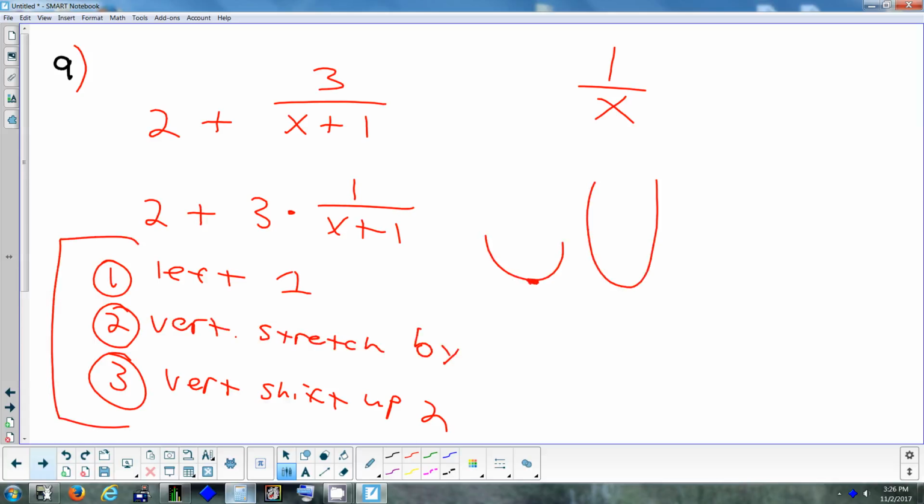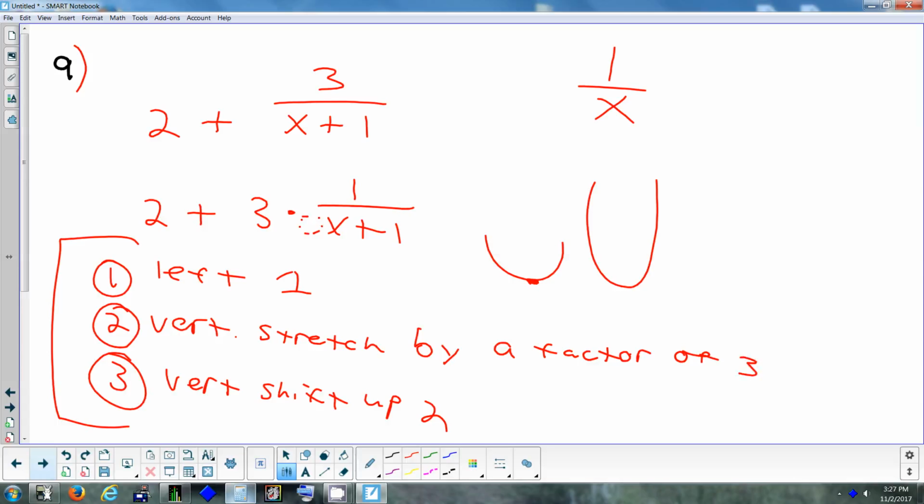So vertical stretch by a factor of 3. If there was a number here, that would be a horizontal stretch. So number in front is vertical. Number right next to the x is horizontal. Plus or minus next to the x, that's a shift left and right. Plus or minus way outside, away from the x, that's a shift up and down. And up and down is what you would expect. Positive is up, negative is down.